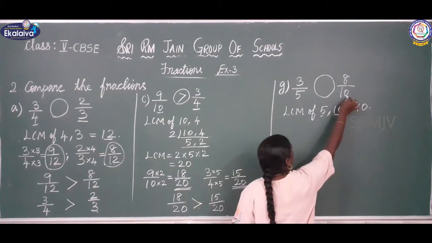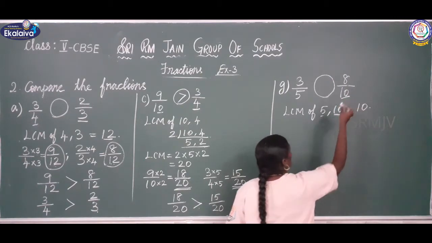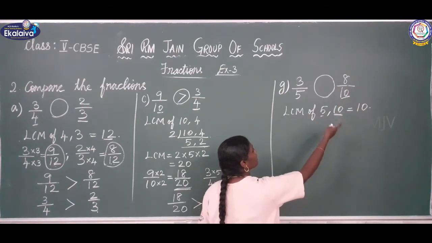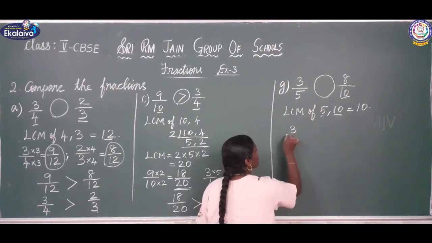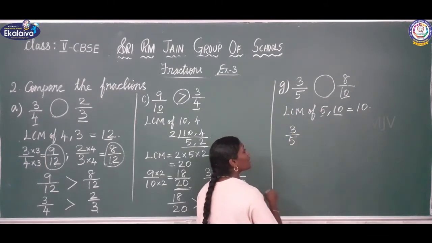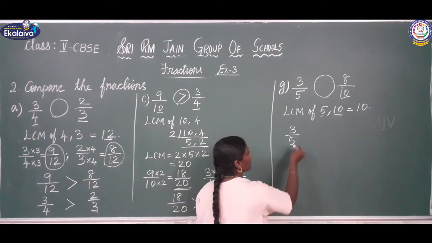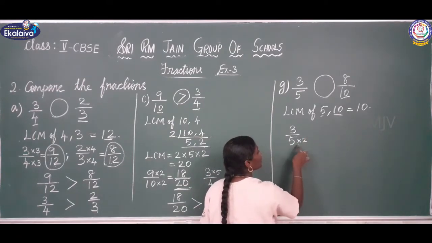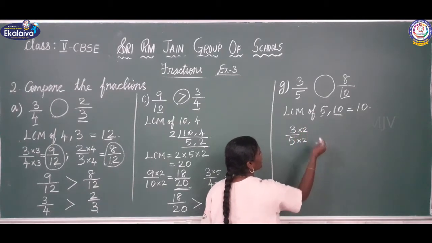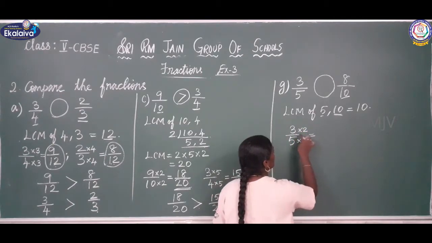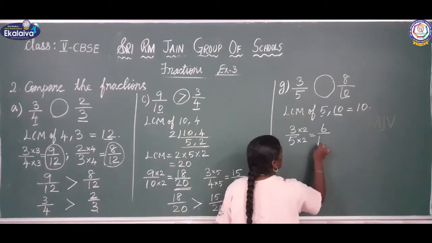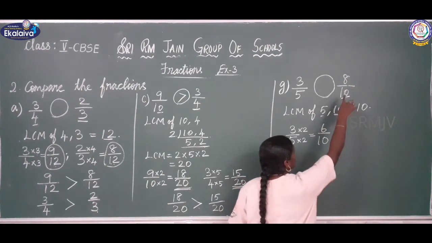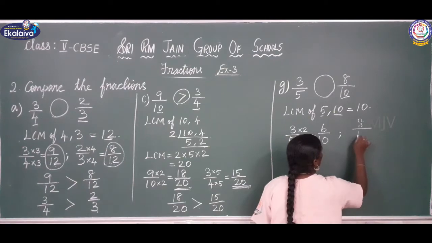Here already in the second fraction, the denominator is 10. So no need to change the second fraction. Now we are going to convert the first fraction with the denominator 10. Here the denominator is 5. In the 5 table, when will you get 10? 2 times. So we have to multiply the numerator by the same number 2. Then we will get 6 by 10. And the second fraction is 8 by 10.